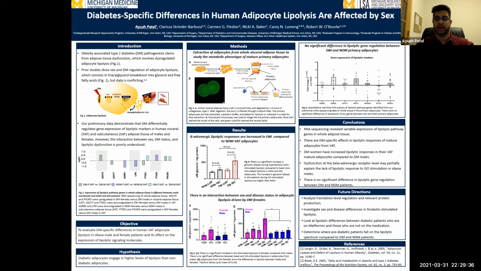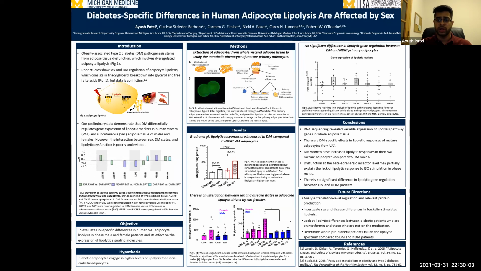And so what can happen after lipolysis is all of these molecules can be released into the bloodstream, and that can be very problematic since it contributes to insulin resistance, which is a very common problem with type 2 diabetes. So our objective was essentially to see how diabetic status as well as sex plays a role in the expression of lipolytic signaling molecules. So basically how those two factors play a role in affecting lipolysis in individuals.